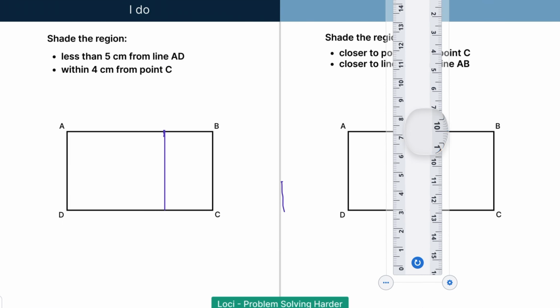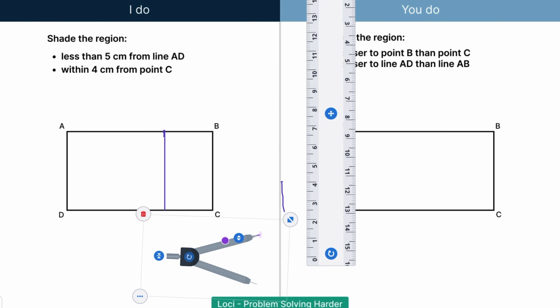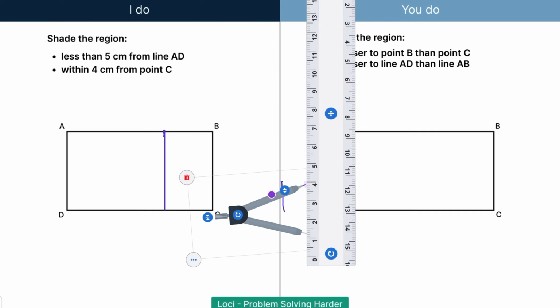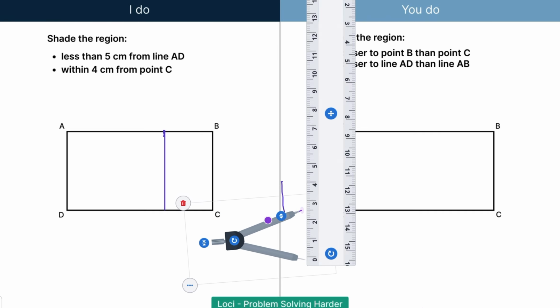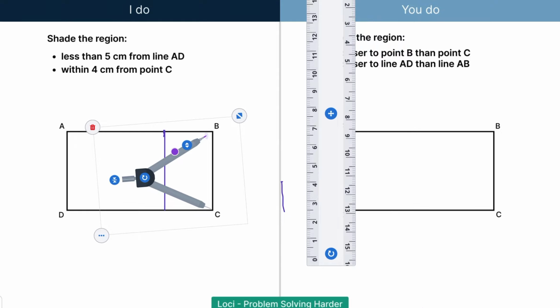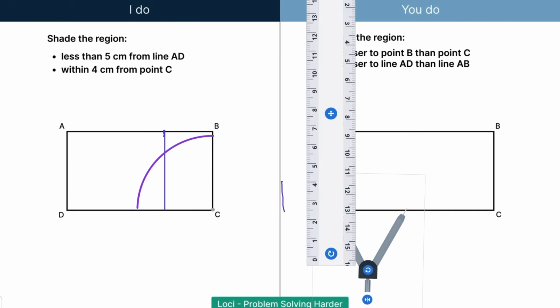And then the second bit says within 4 centimeters from point C. And the way we do that is with a compass. So we grab a compass and we just make this a little bit bigger. We're going to open it to 4 centimeters. So that's 1, 2, 3, 4 would be up there. So if I put this on 0, open this to 4, put that on C, and then it's just against yourself doing this. Awesome.